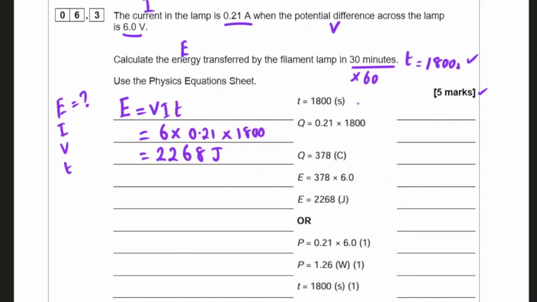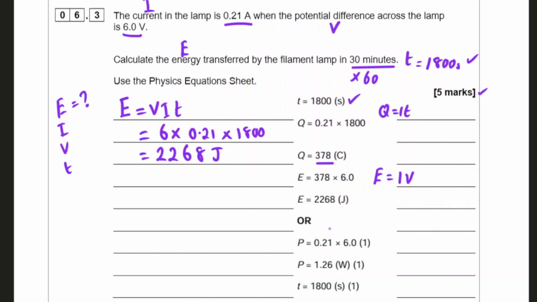So here they're giving you a mark for the time, and then they're using Q equals I T. This equation, Q equals I T. They're finding the charge, which is 378 coulombs, and then they are using E equals I V to find the energy.